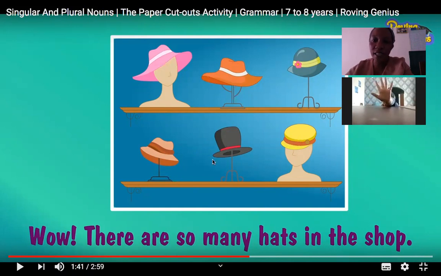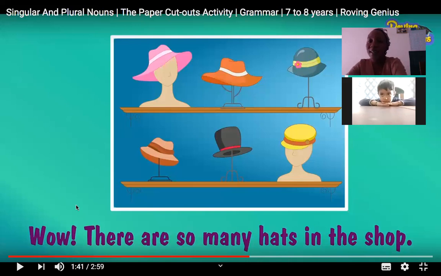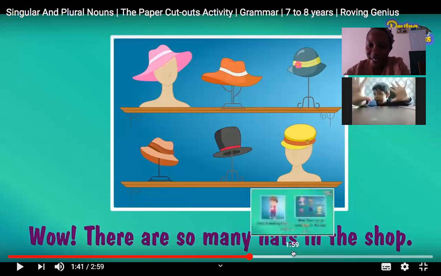And what do you call these? There's 6 what? 6 hats. You add S when there's more than one, right? What do you add when there's more than one? No, what do you add at the end of the word hat? What do you add when there's more than one? No, this one. What letter is this?